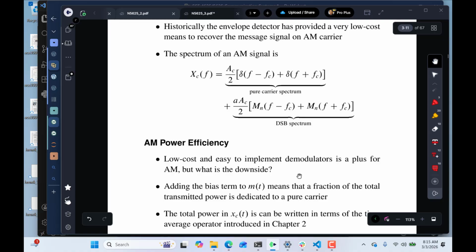This is just showing you what the spectrum is, and we saw that, and we'll see that again. It's composed of the double sideband portion and then the pure carrier portion. And I think what we talked about last week too is that, because, let's see if I can make this thing work.